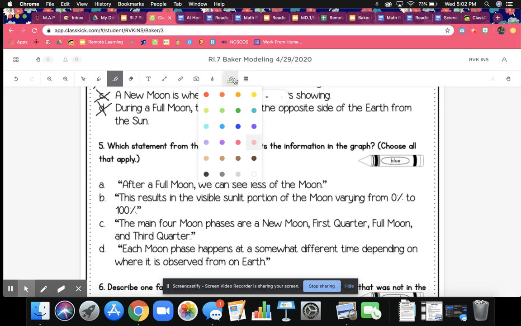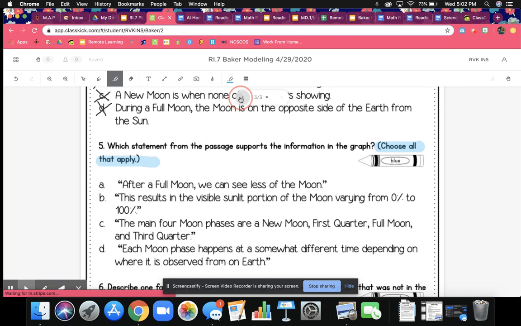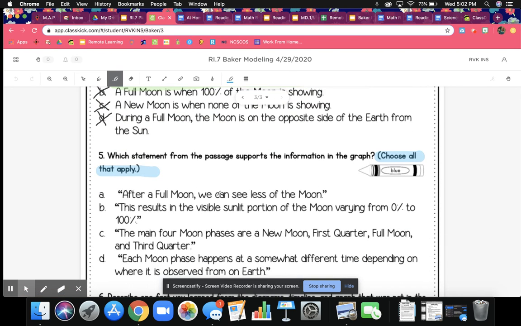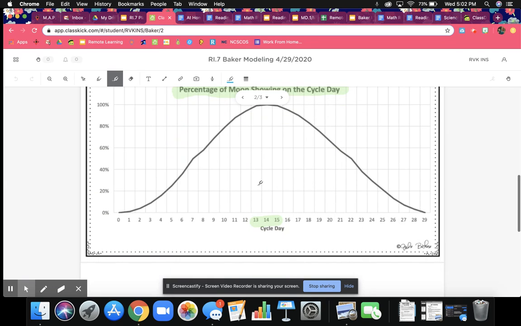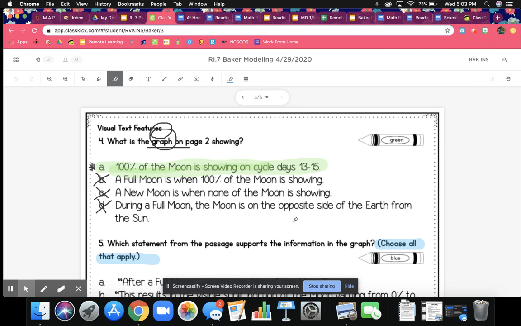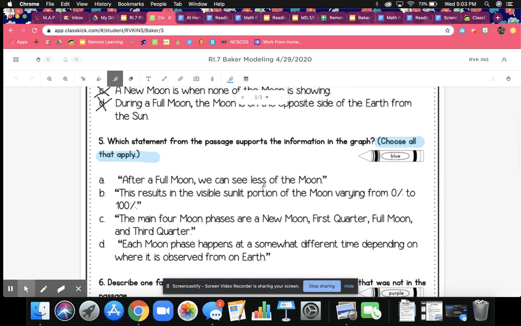Choose all that apply. Remember that choose all that apply means that there can be more than one answer. So the graph we just looked at is the percentages of the moon showing. Our first one says, after a full moon, we can see less of the moon. A full moon would be 100%, but it doesn't say anything about a full moon, so I'm going to mark that out.